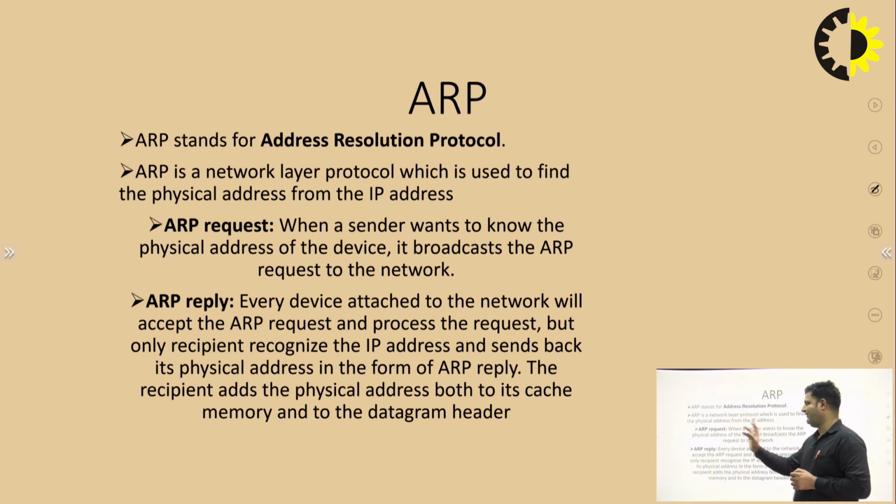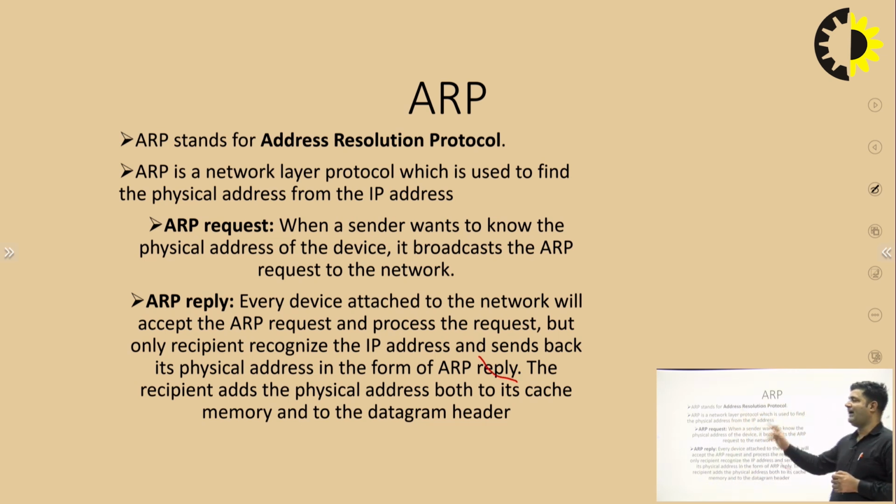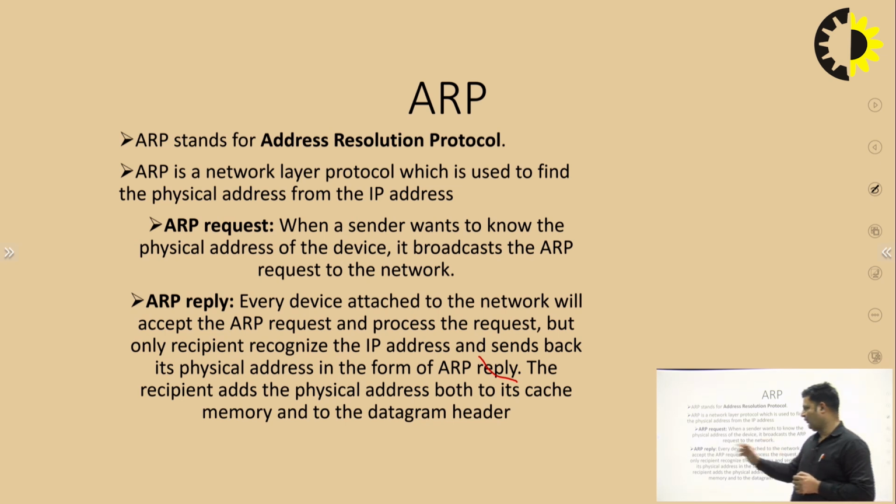ARP is used in the network layer to find the physical address from the IP address. The sender simply broadcasts the message of the IP address on the network with the help of the ARP request. When a sender wants the physical address of a device, it broadcasts the ARP request to the network. In the request, they mention the IP address of the destination. Then the second part is the ARP reply.